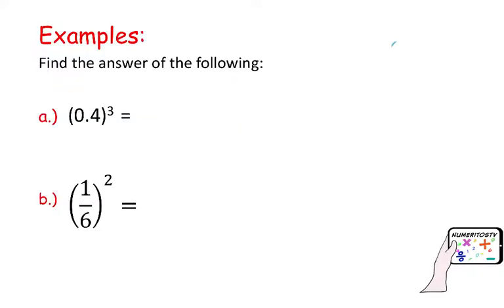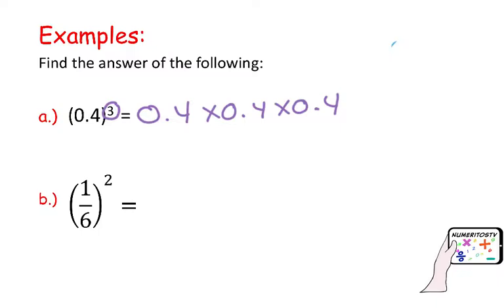You can also see exponents using decimals or using fractions, and we apply the same rule. If we have 4 tenths to the power of 3, or 0.4 to the power of 3, if we want to get the answer of this expression, we need to expand first. So here we have 0.4 times 0.4 times 0.4. Our base is 4 tenths, and we multiply it 3 times.